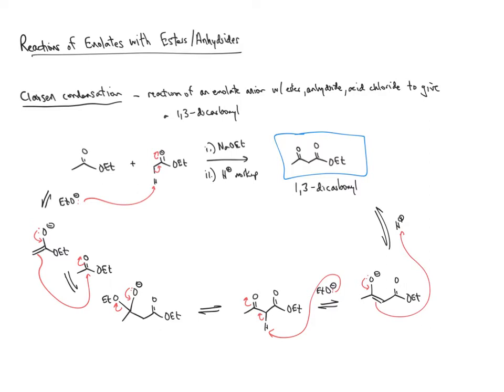Involves reaction of an enolate anion with an ester, anhydride, or an acid chloride to give this 1,3-dicarbonyl compound. And retrosynthetically, the 1,3-dicarbonyl is an important functional group to recognize because it can come in many forms. It could be a beta-keto ester, like this particular example, a beta-ketoamide, a 1,3-diketone. No matter what, it's still a 1,3-dicarbonyl compound in which you have two carbonyls in a 1 and 3 relationship from one another.